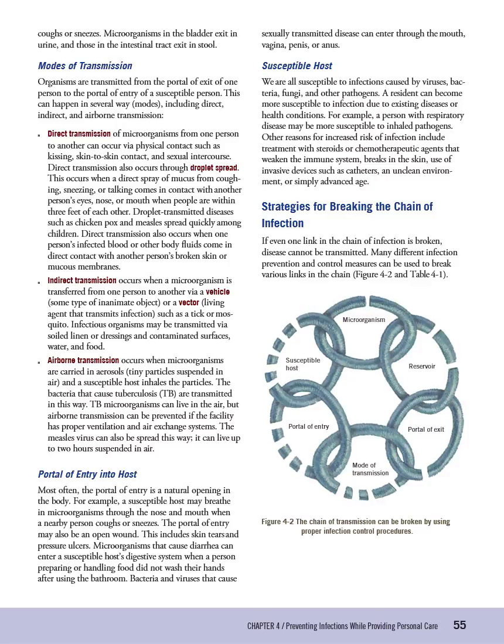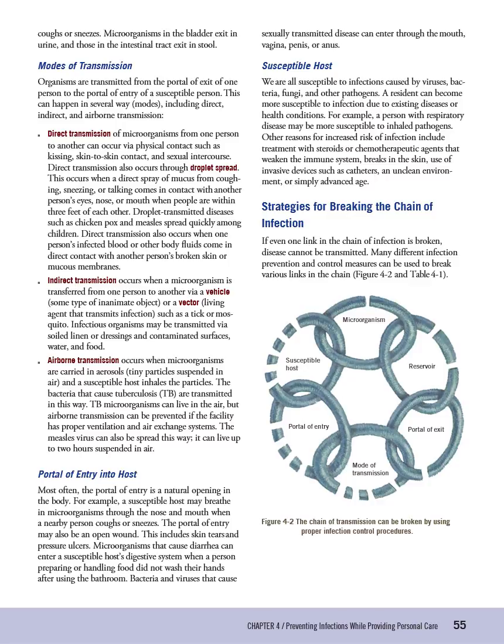Modes of transmission. Organisms are transmitted from the portal of exit of one person to the portal of entry of a susceptible person. This can happen in several ways or modes, including direct, indirect, and airborne transmission. Direct transmission of microorganisms from one person to another can occur via physical contact, such as kissing, skin-to-skin contact, and sexual intercourse. Direct transmission also occurs through droplet spread. This occurs when a direct spray of mucus from coughing, sneezing, or talking comes in contact with another person's eyes, nose, or mouth when people are within 3 feet of each other.